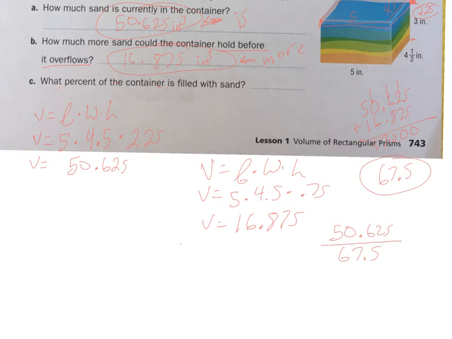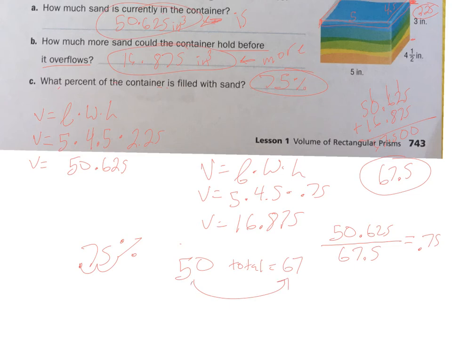Okay, so if I go 50.625 divided by the total volume, 67.5, it gets me 0.75. And I can take a decimal, 0.75, to a percent by going 1, 2, and then it's a percent. So 75% is filled. Now I want to see if that makes sense. If I have about 50 of it filled and the total is about 67, 50 and 67.